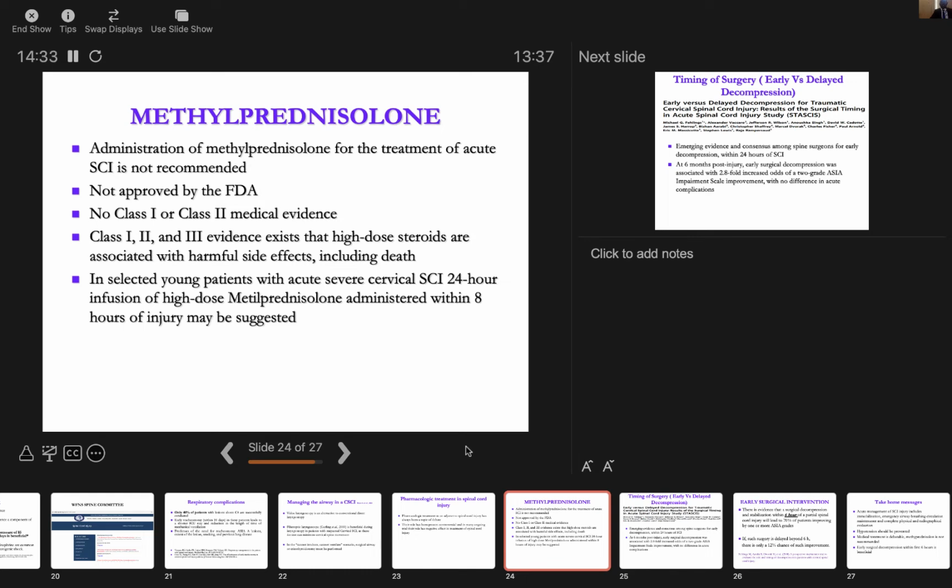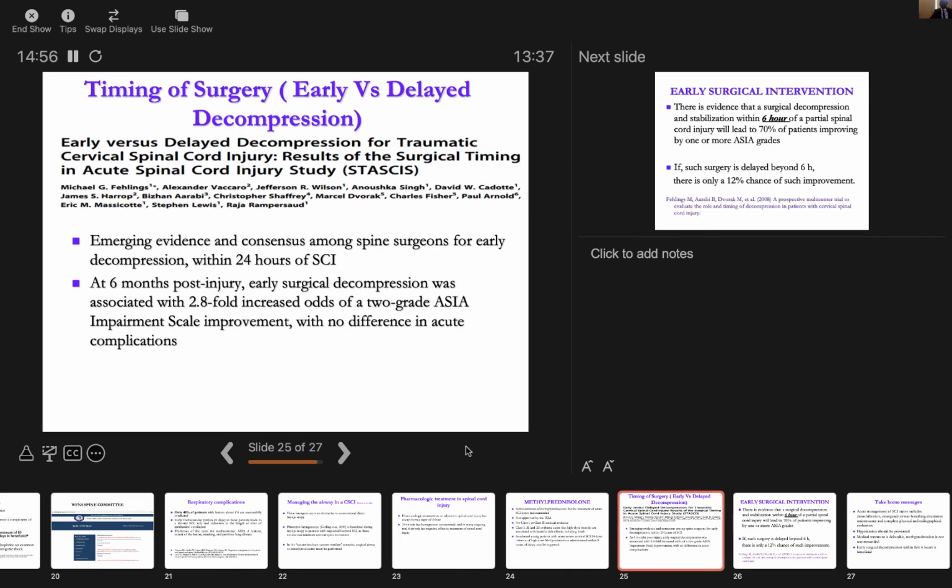In selected young patients with acute severe cervical spinal cord injury, if you catch that patient in the first 24 hours, in that patient with a severe cervical cord injury, in a young patient, you may apply it according to that expert. Other than that, no need to use.